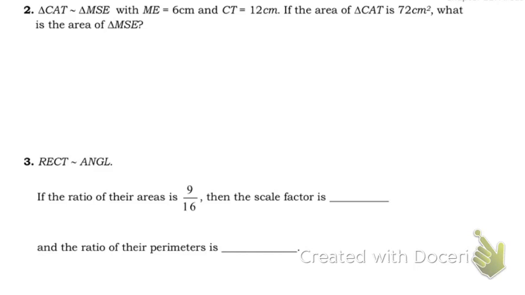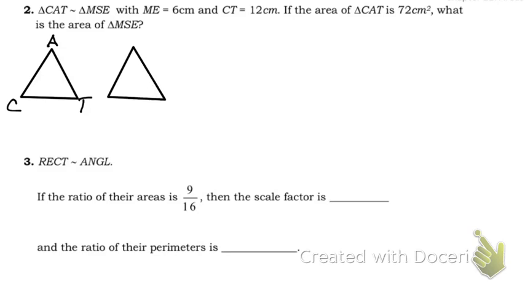So this one says CAT is similar to MSE with ME equaling 6, CT equaling 12. If the area of CAT is 72 centimeters squared, what is the area of MSE? So this one we got a little bit more room. So let's go ahead and draw these pictures. So let's draw CAT. And we're going to draw MSE. And make sure order is correct. CAT, so I have to have M, S is on top, E is on the bottom right.